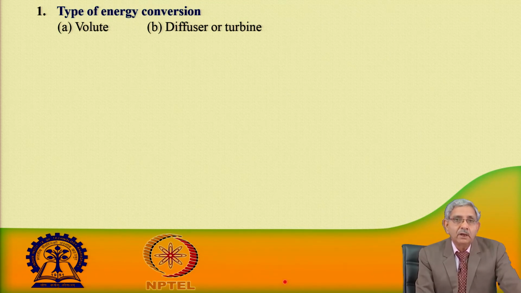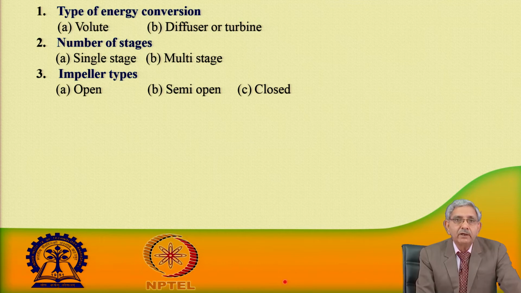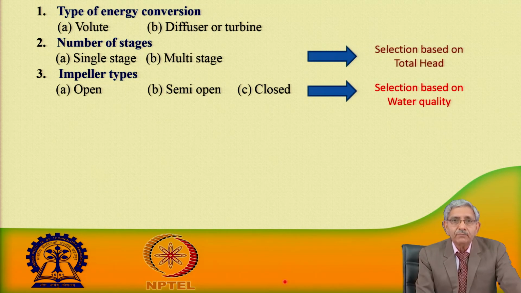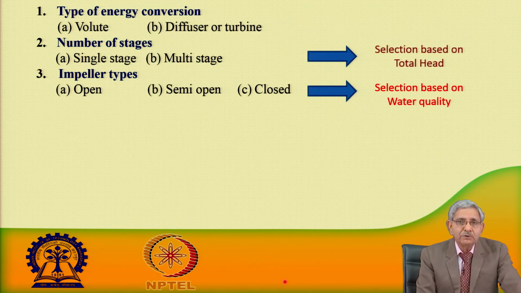So, a pump can be classified on the basis of energy conversion, that is, volute type or diffuser type. It can be classified on the basis of the number of stages: single stage or multi stage. Or it can be by impeller type: open, semi open, closed. When we say number of stages, single stage or multi stage, we are considering how much pressure head we want to create. When we are dealing with open or semi closed impellers, we consider the quality of water.